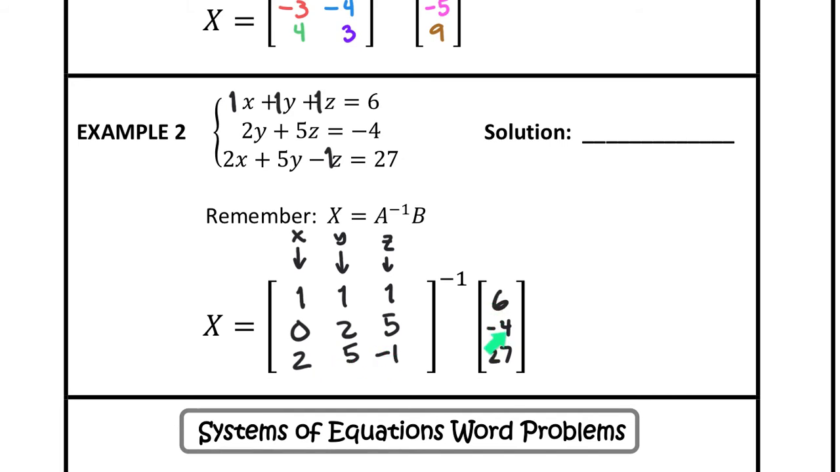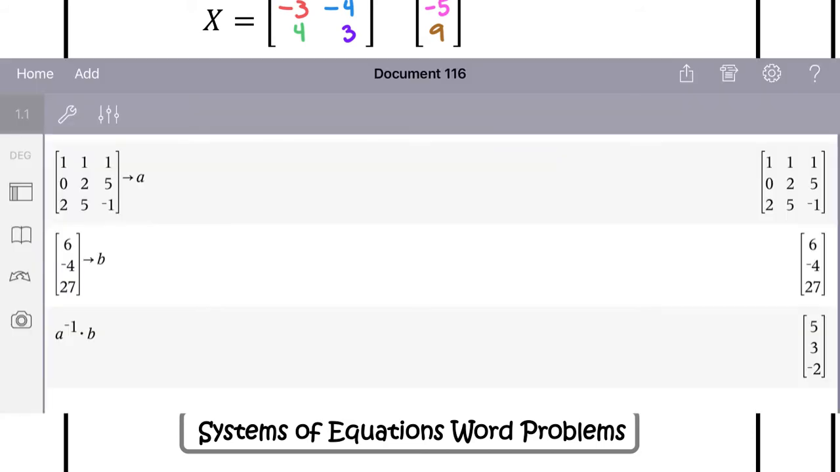And everything after the equals. So again, I took a screenshot and I got the following.